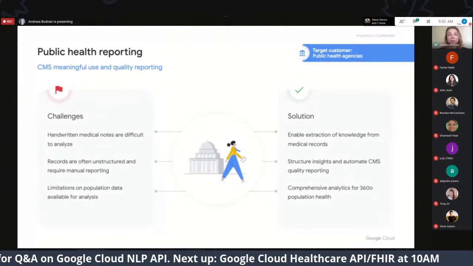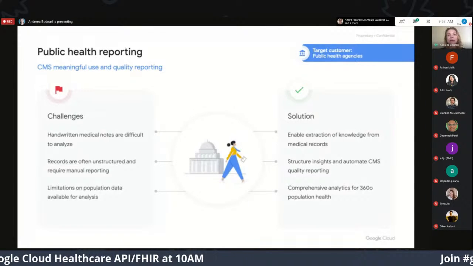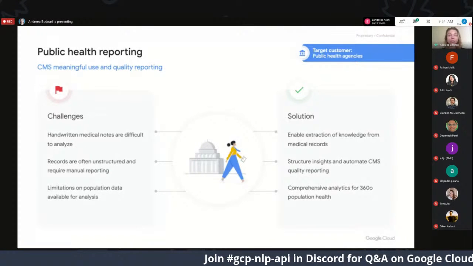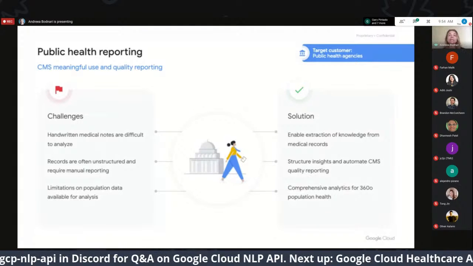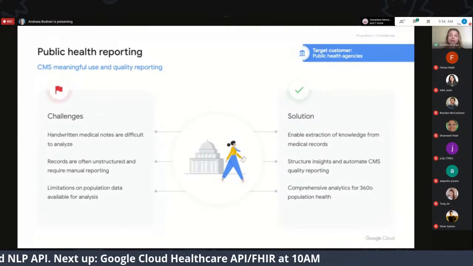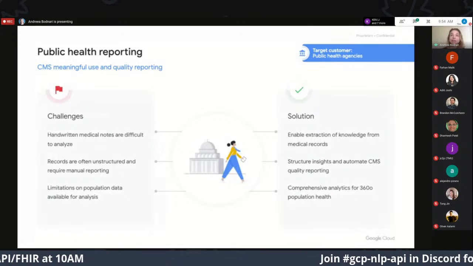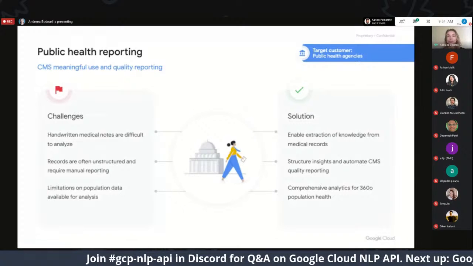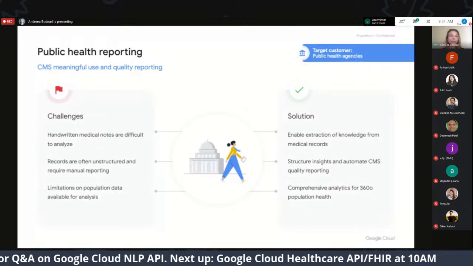So the challenge when we're talking about public health agencies is that handwritten medical notes are, again, difficult to analyze, and they have to be analyzed in order for the quality and risk reports to be sent through to the government. And because of this complexity of data review, there are limitations on the type of public health data that's available for analysis. And not just that, but there are limitations in terms of how much data the government can audit in order to certify that the reports are accurate and representative of the patient population.